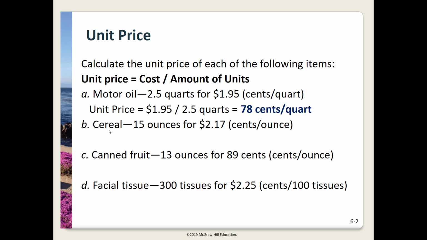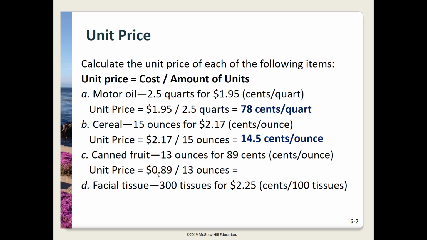So in part B, we're looking at cereal, 15 ounces for $2.17. So we'll take the 2.17 and divide it by our 15 ounces, and our unit price is 14.5 cents per ounce. In part C, we're looking at canned fruit, 13 ounces for 89 cents. So we'll take the 89 cents here, and note it is 0.89, just not 89 cents off the bat. We have to make sure we have our decimals in there. Divided by the 13 ounces, and we get 6.8 cents per ounce.